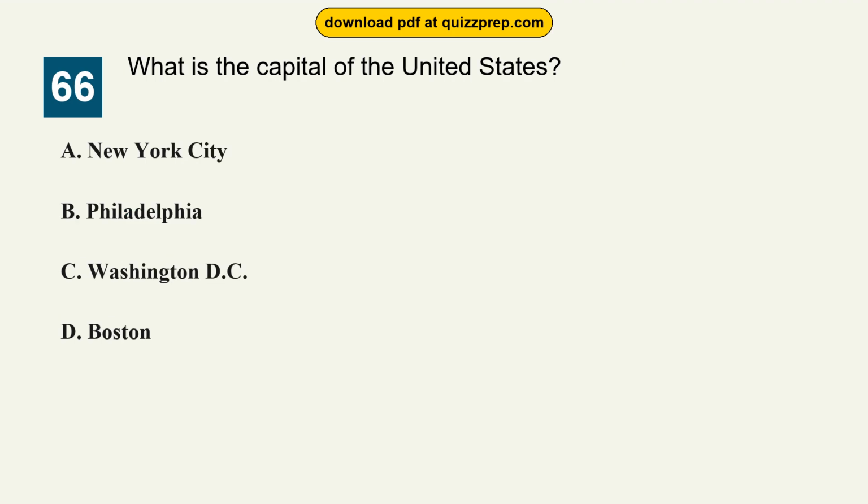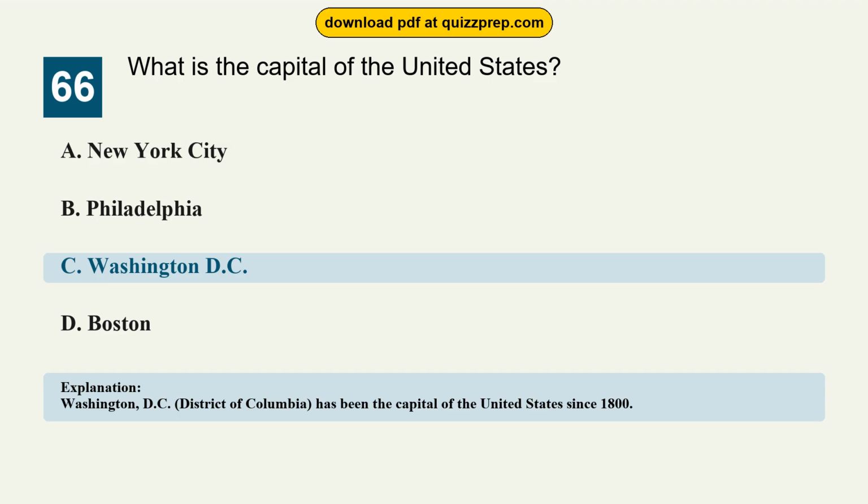Question 66. What is the capital of the United States? Option A, New York City. Option B, Philadelphia. Option C, Washington, D.C. Option D, Boston. The correct answer is option C, Washington, D.C. Washington, D.C., District of Columbia, has been the capital of the United States since 1800.